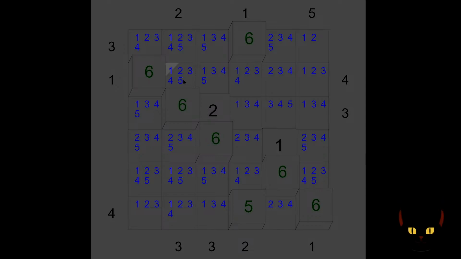So there we know this one has to be smaller than this one, so it cannot be 5. Then in this row, this is the only one that could be 5.